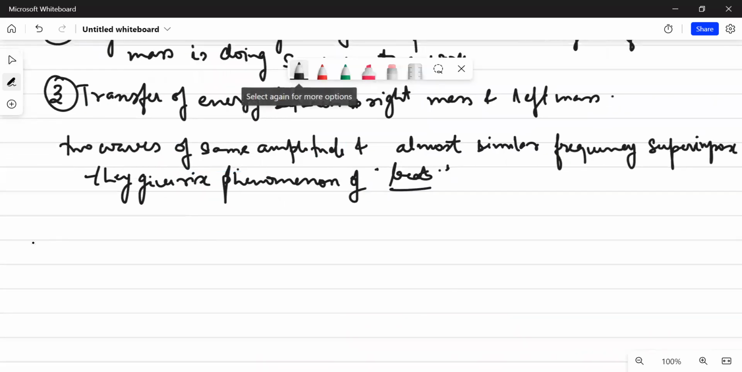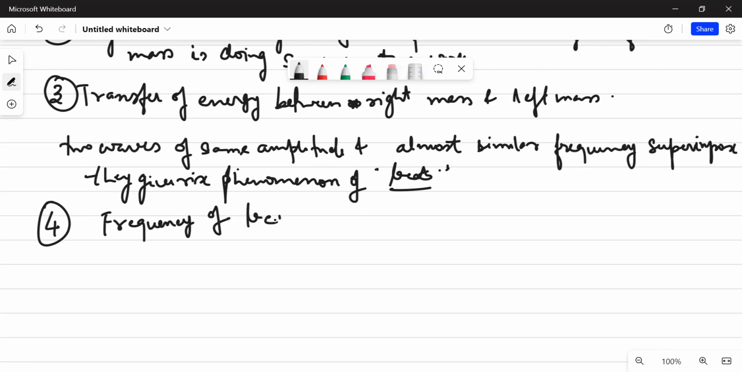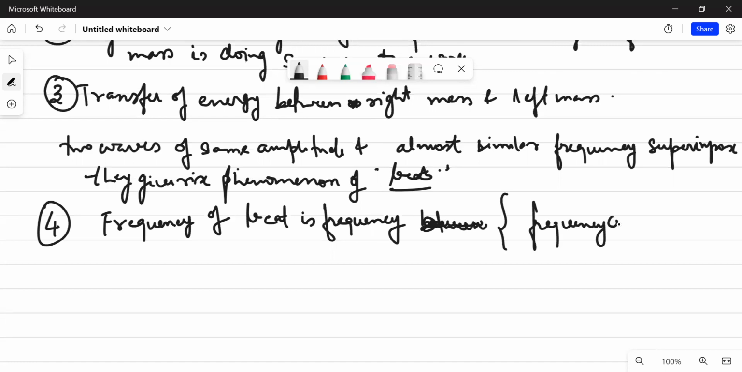So what should I do? What is the frequency of beat? I should write that the frequency of beat is the frequency difference corresponding to two consecutive zeros. So frequency difference between two consecutive zeros.